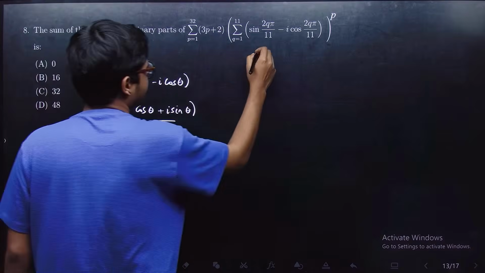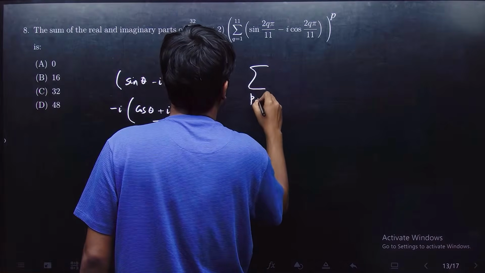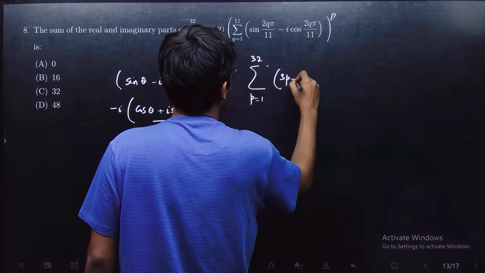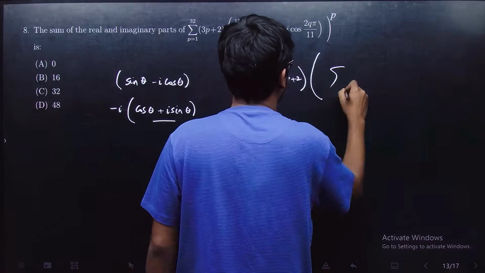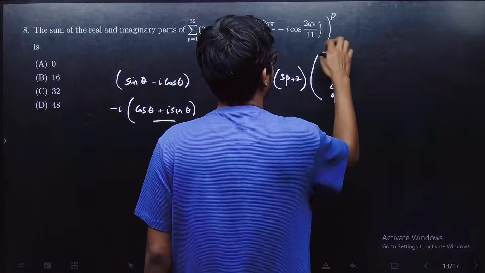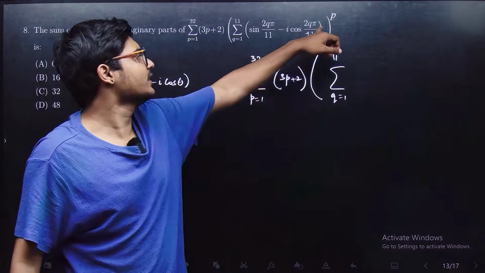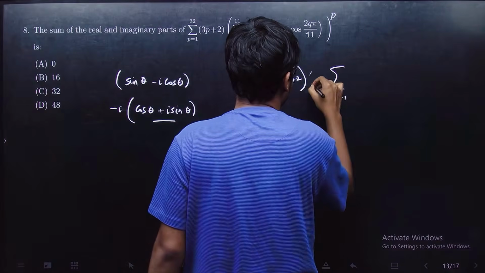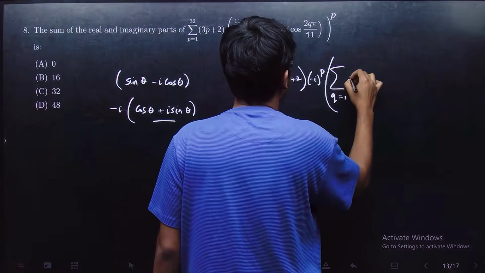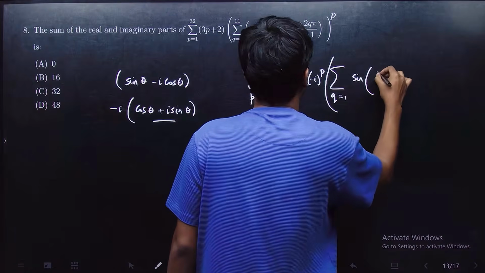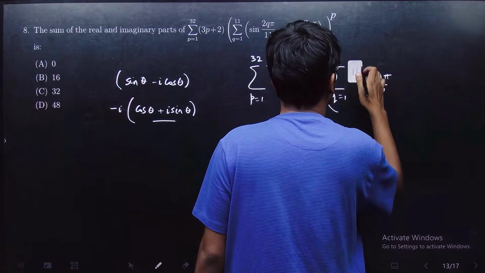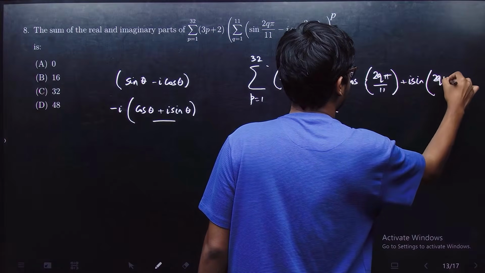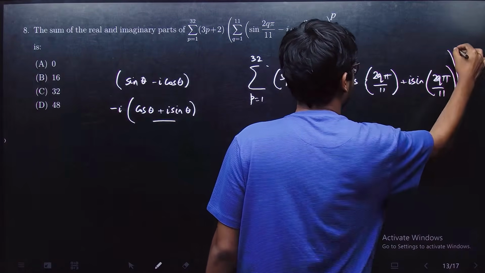So this quantity just turns out to be summation p equal to 1 to 32, 3p plus 2 times summation of q equal to 1 to 11. The minus iota that you take common from here, if you take that outside, it will become minus iota to the power p, and the summation is independent of p, right? So I can take it outside, so I can write it as minus iota power p times summation of this. This will become cos of this plus iota sine 2q pi by 11, right? This whole to the power p.